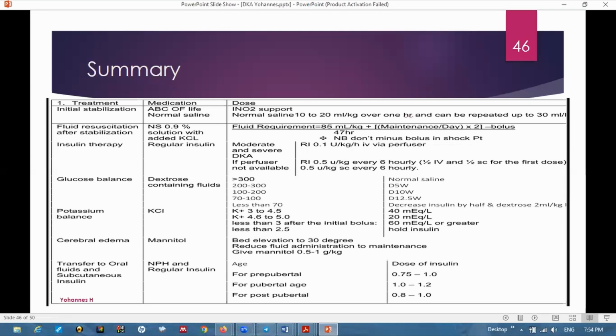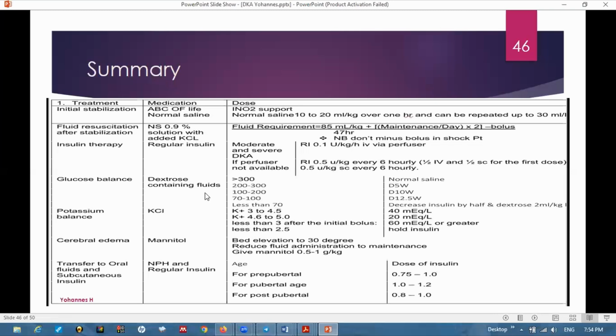The other point is if the RBS is not improving with this. Some recommendations, like BSPED, the British guidelines, recommend holding insulin. But in our case, we don't hold the insulin, because insulin is mainly for the management of acidosis.